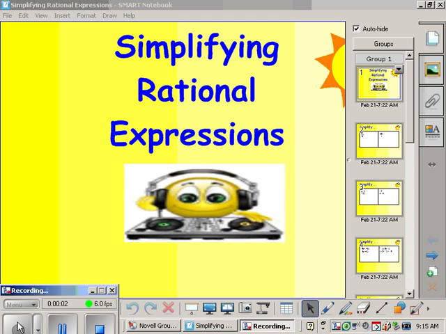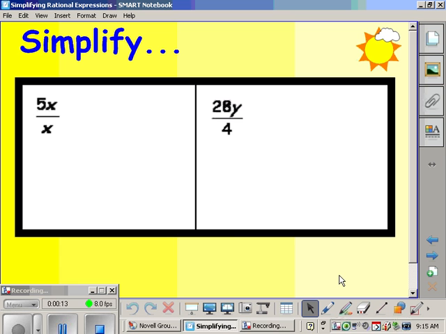In this lesson, you will learn how to simplify rational expressions. Let's take a look at some basic examples to help you better understand this concept. In these two problems, we have 5x divided by x, and then 28y divided by 4. Now, this type of problem you've actually seen before, but may not remember.